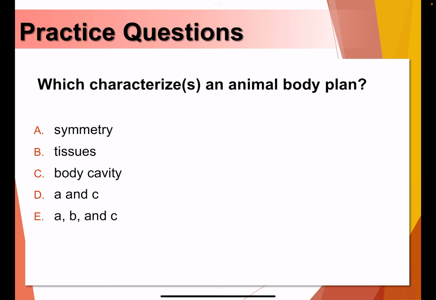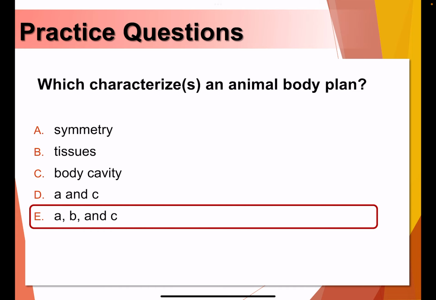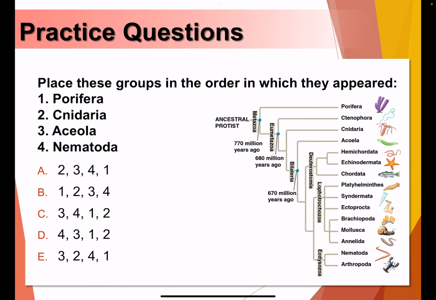What characterizes an animal's body plan? All of the above. Symmetry, tissues, and body cavity, all that we talked about in this chapter.